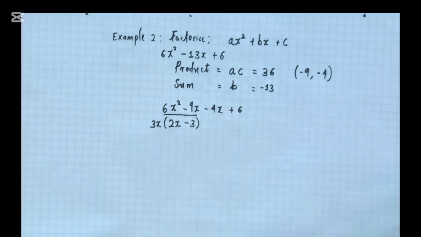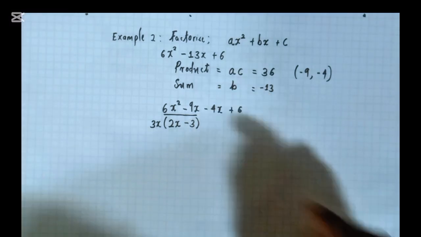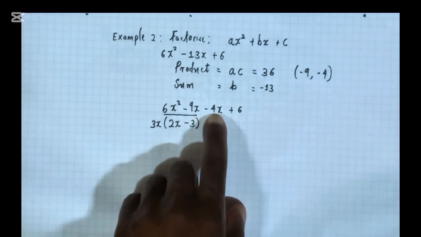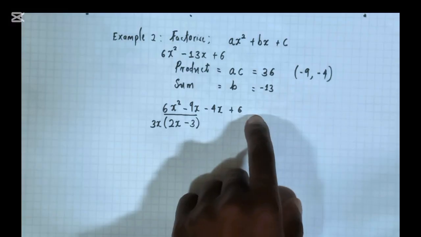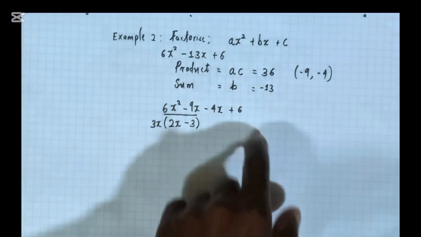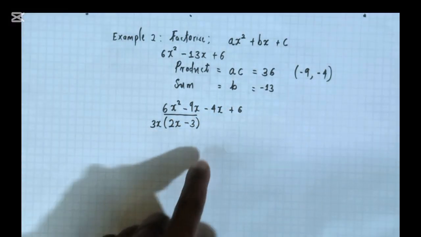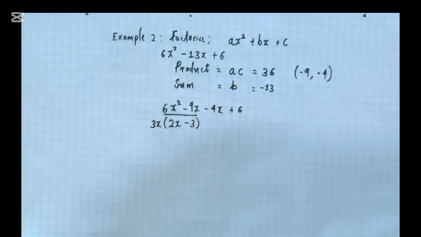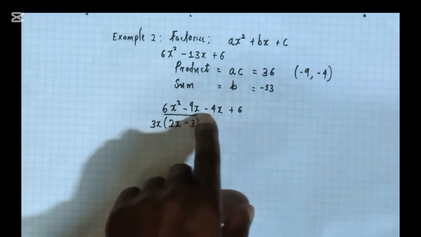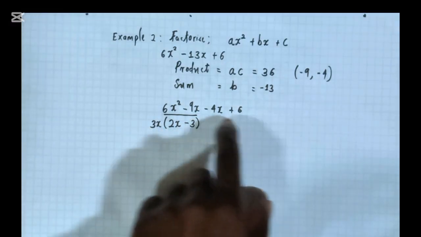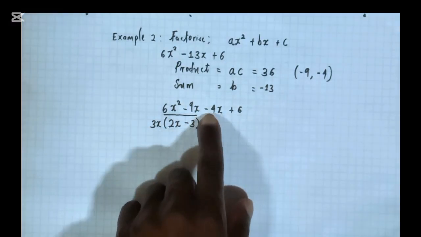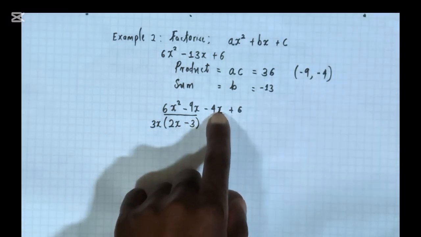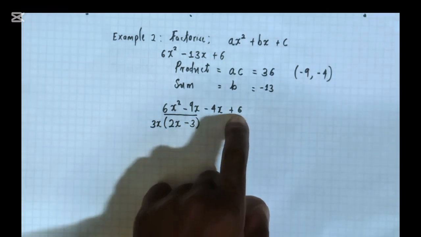All right, to the second pair, we have negative 4x plus 6, and we want to factorize it. The first thing we look at is what are the common factors between these two terms, that is negative 4x and 6. You will note that x is in negative 4x and it's not in 6, so x is not going to be a common factor there.